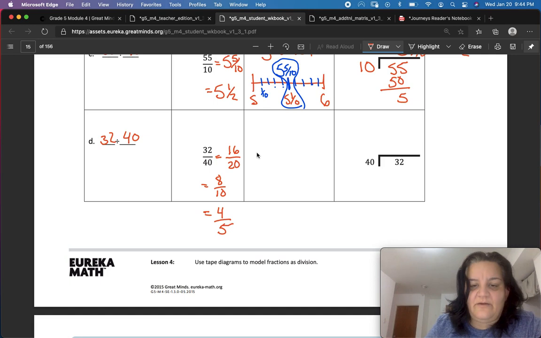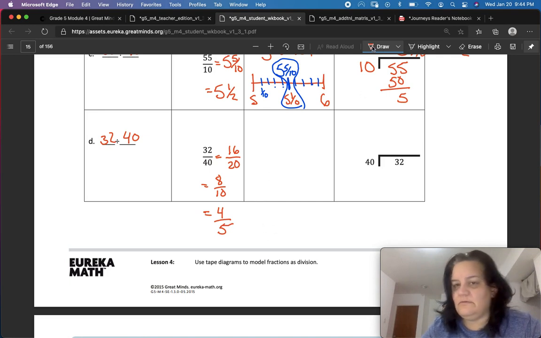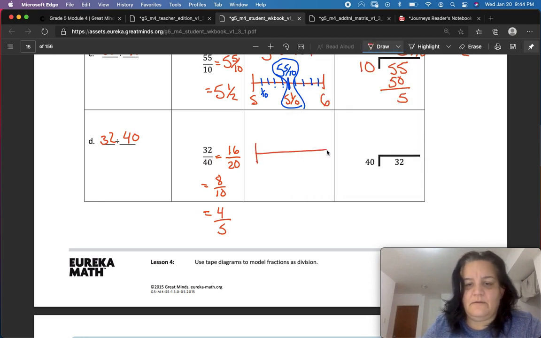So where would I be on a number line? Even though those are such big numbers there. If I were writing this on a number line, it's 4/5. It's still not a whole. 32/40 is still not a whole. So it would be 1, 2, 3, 4/5 would be right here. So it would be between 0 and 1 on a number line.